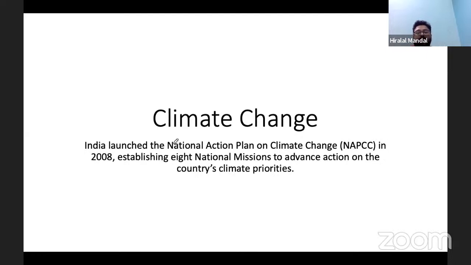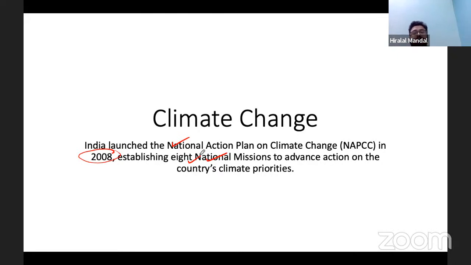The one program that was initiated in 2008 itself was the National Action Plan on Climate Change, NAPCC. Under this, 8 national missions have been identified, and the work is going on on those. Let us look at how we progressed when it comes to the National Action Plan on Climate Change. Within the national action plan, we have 8 national missions. Let us look at the progress related to this.